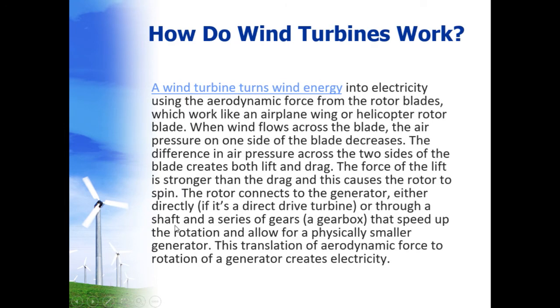A wind turbine turns wind energy into electrical energy, as we've said before, but it uses aerodynamic force from the rotor blades, which works like an airplane wing or helicopter rotor blade. When wind flows across the blade, the air pressure on one side of the blade decreases. The difference in air pressure across the two sides of the blade creates both lift and drag. The force of lift is stronger than the drag, and this causes the rotor to spin.